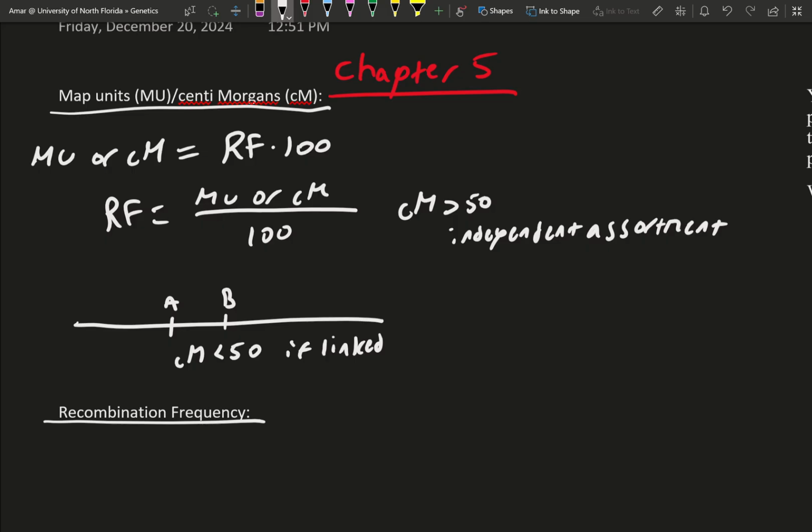If they're greater than 50 map units apart, you can't actually determine if those genes are on the same chromosome, because remember you have multiple chromosomes involved in the situation. So it may be possible that if you have a recombination frequency that is greater than or equal to 0.5, the different genes are located on different chromosomes, okay?